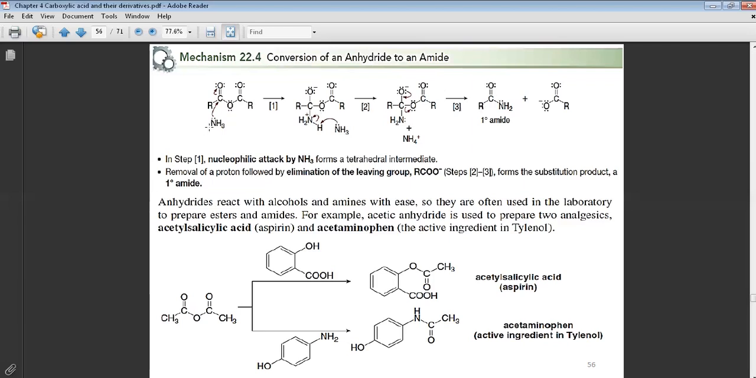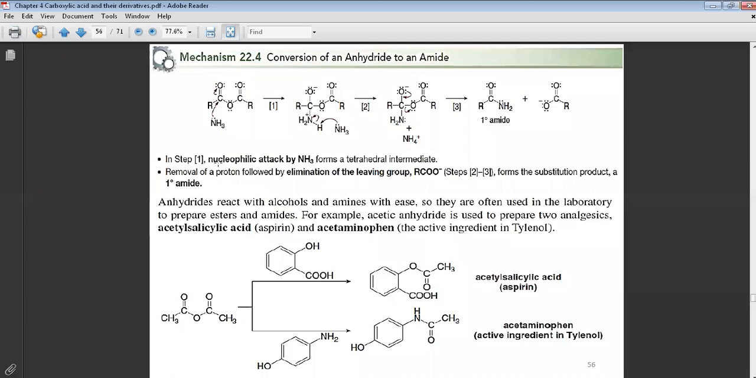Look, we used ammonia, and it gives you the primary amide. If you use a primary amine, it will give you a secondary amide. If you use a secondary amine, it gives you a tertiary amide. Okay, this is the meaning here.